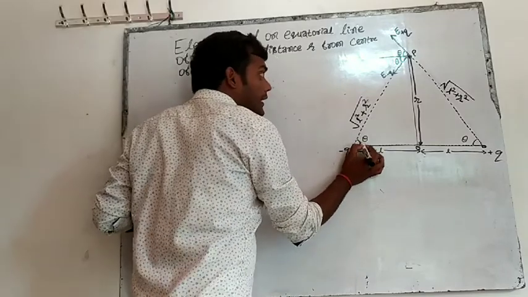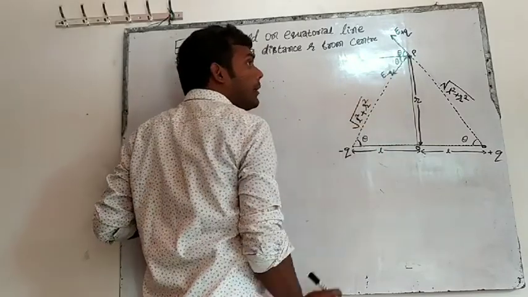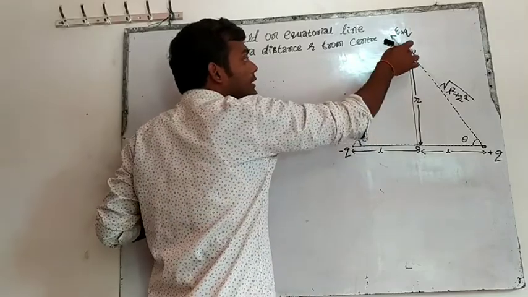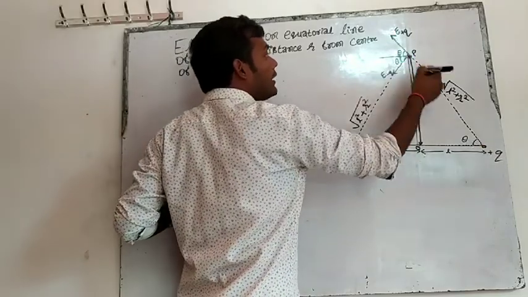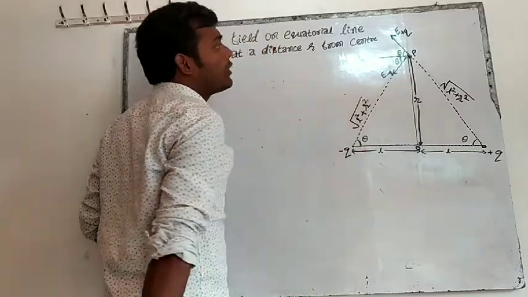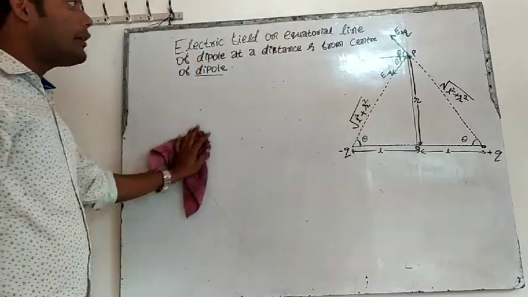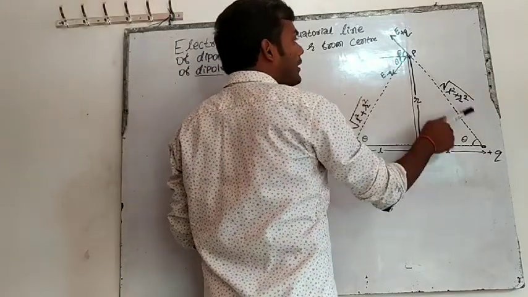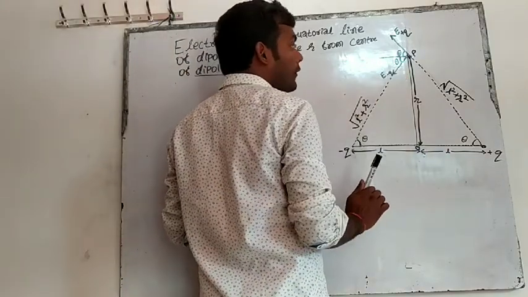Suppose if this angle is theta, then this angle will also be theta. If this angle is theta, the alternate angle is also theta, and this angle is also theta, because this and this line are parallel. That will be the corresponding angle. Am I correct? So this is general mathematics. If this is theta, this will be theta.